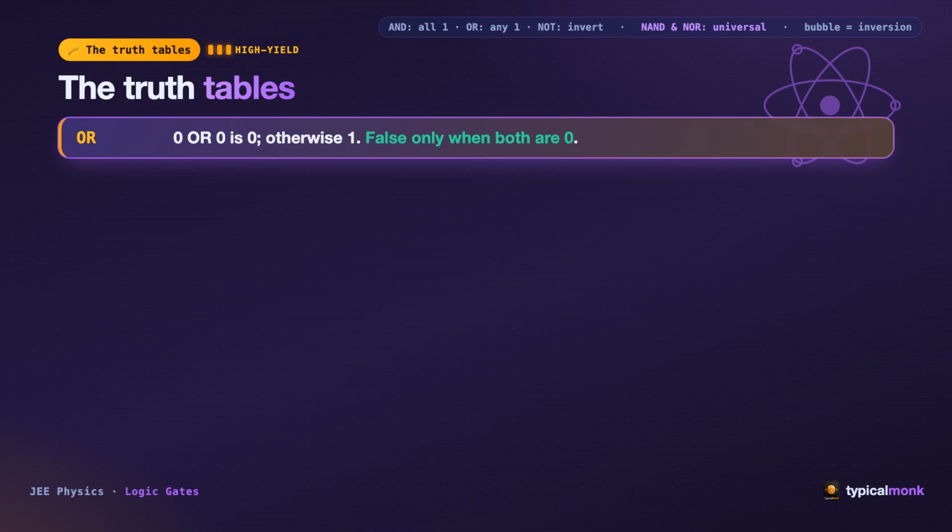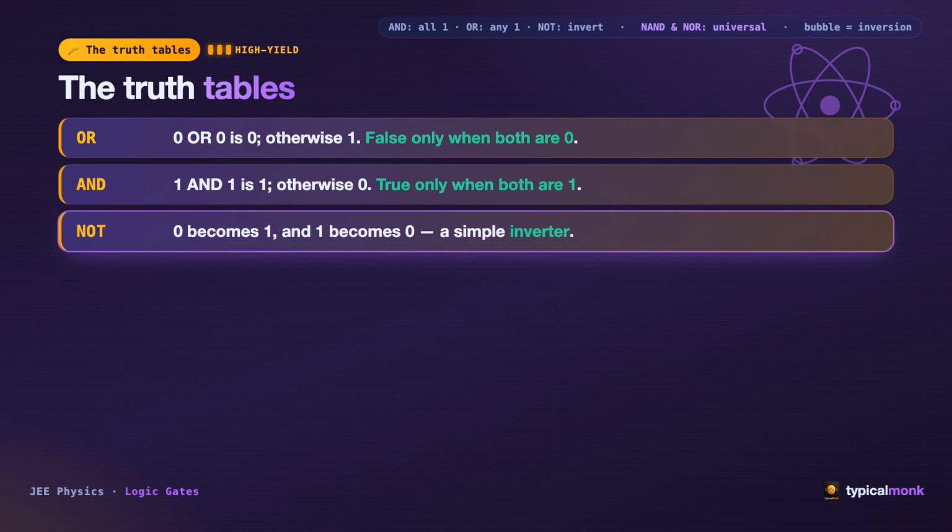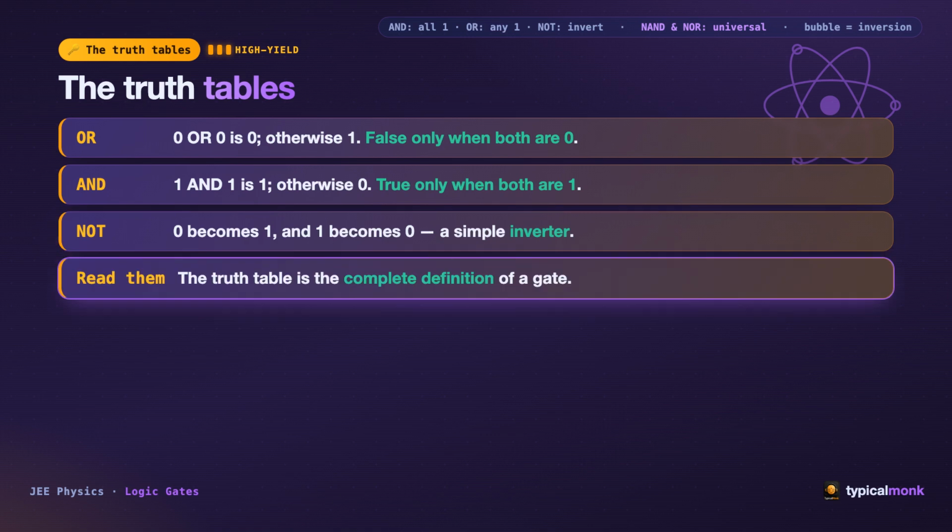Now the truth tables, which define each gate completely. OR, 0 or 0 is 0. Every other case is 1. It is false only when both inputs are 0. And, 1 and 1 is 1. Every other case is 0. It is true only when both inputs are 1. Not, 0 becomes 1 and 1 becomes 0. A simple inverter. Read them. The truth table is the complete definition of a gate.